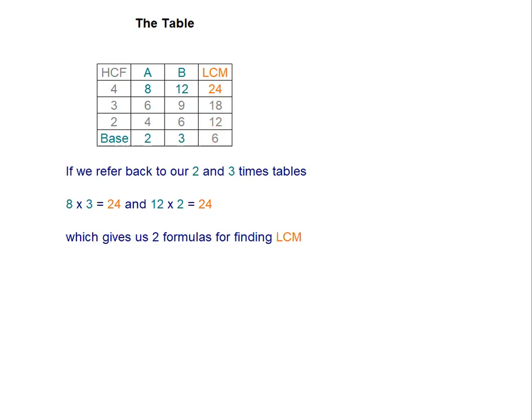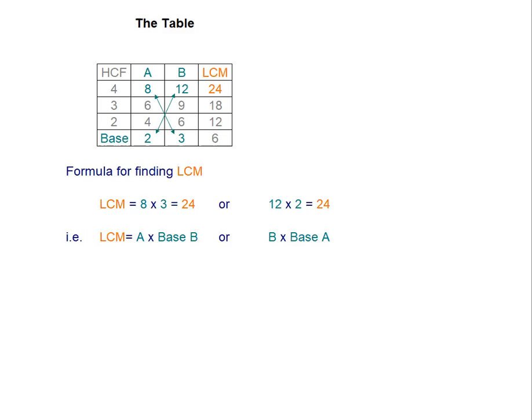If we look back at our 2 and 3 times tables, we know that 8 times 3 equals 24 and 12 times 2 equals 24. So this gives us two simple formulas for finding our lowest common multiple. What we're actually doing is multiplying our numbers by our base numbers. So if we go into our LCM and we put in the formula equal to A, 8, times base B, 3, that's our 8 times 3, which is 24. We can also put in there equal to B times base A, 12 times 2 equals 24.